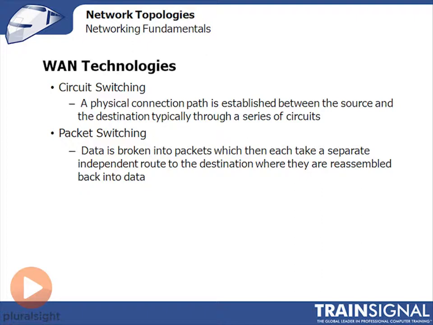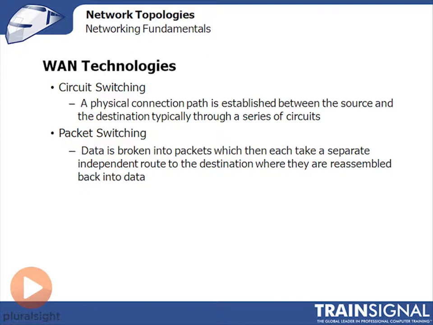So first of all, I have here something called circuit switching and packet switching. Circuit switching is where a physical connection path is established between the source and destination through a series of circuits. So there's an actual path that is created through different circuit switches, and once that path has been established, all data will travel along that path. Whereas packet switching is more commonly used in today's WAN environments. Circuit switching was the older, less sensible, slower, more expensive way.